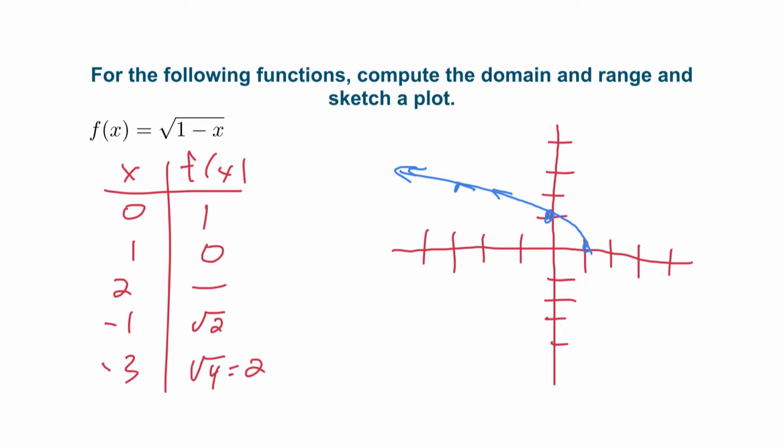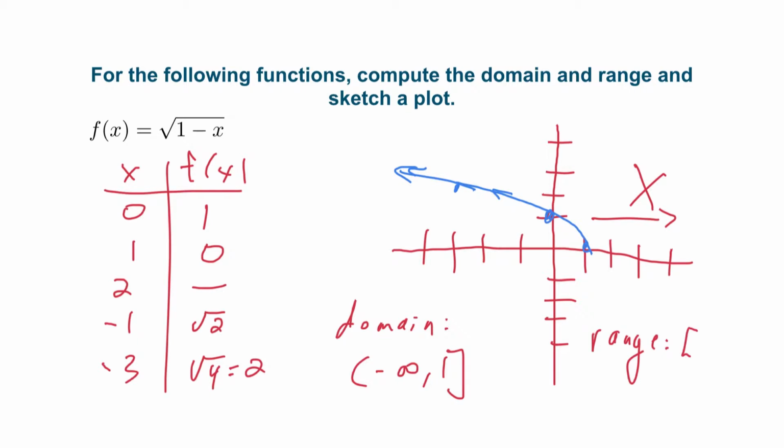So then I can say, well, what's the domain? Well, negative infinity and then up to 1. I can't go any further this way. No good. How about the range? Well, the range appears to be all non-negative numbers. So in this case, it was helpful to plot the function first, and then I was able to infer the range and domain.